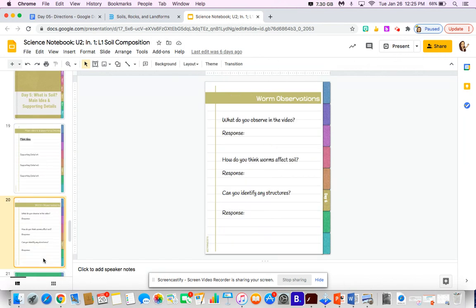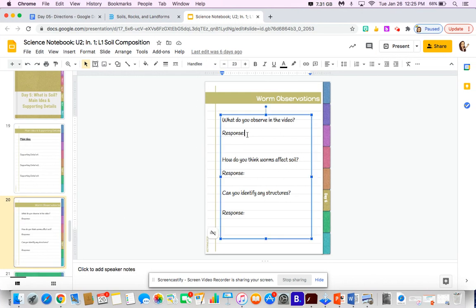Now you'll also see on slide 20, this is where you're going to record your worm observations. So what do you observe in the video? You're going to write your response here. Make sure you are writing anything and everything that you observed in the video. How do you think worms affect soil? So write your response over here. How do you think those worms crawling around in the soil affect it? So think back to the reading and think back to our experiment. And then the last question is, can you identify any structures? So what structures did you see in the video that was played for you?